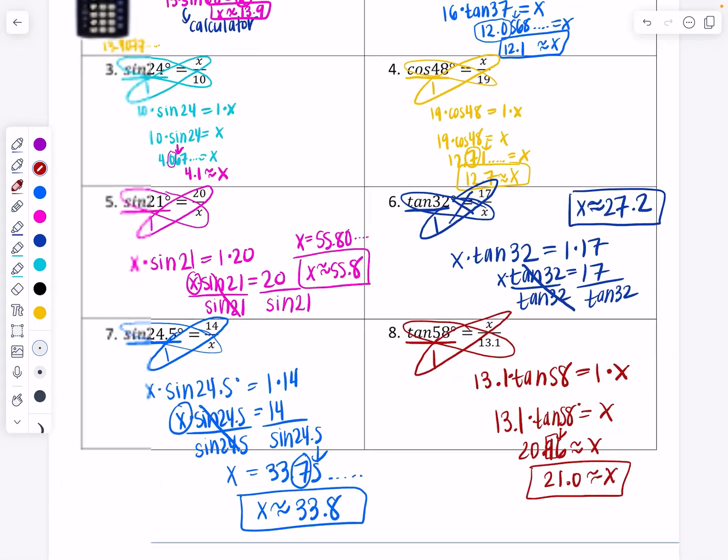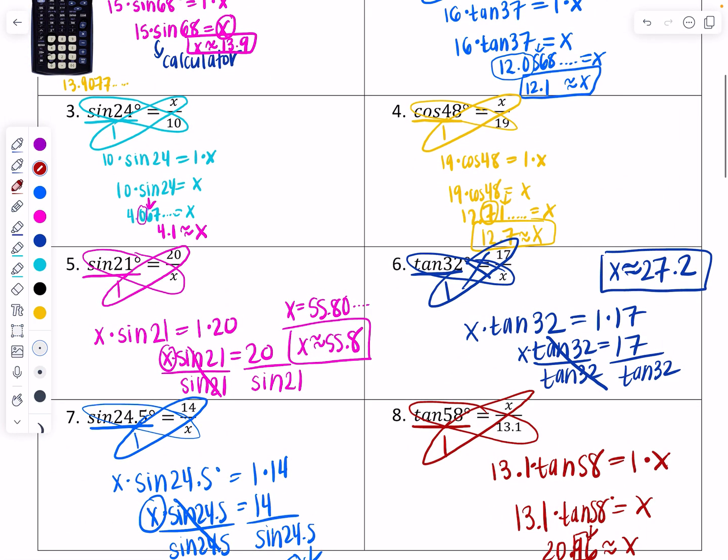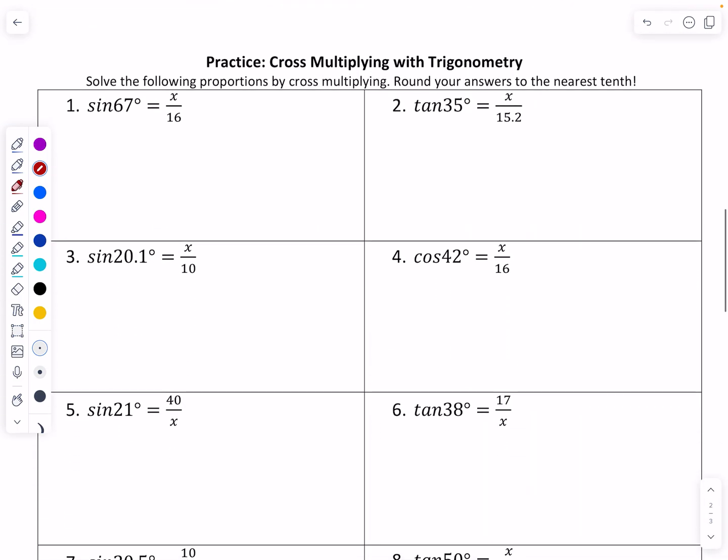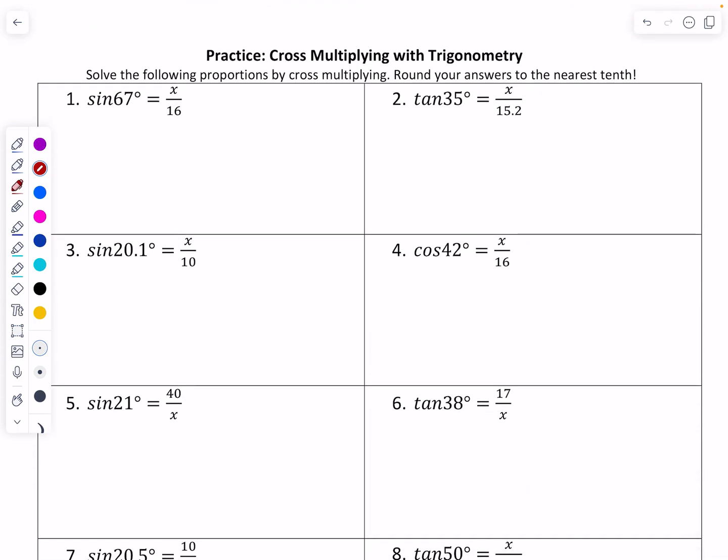Okay, so that is what we are doing now. We're cross multiplying with some trig. You're going to do some practice problems on the back before we actually get into finding side lengths with trig. Y'all have chosen sine, cosine, or tangent based on the triangle. You've labeled opposite, adjacent, and hypotenuse. You've learned how to cross multiply, and this will allow us to start solving for missing pieces in right triangles. We're going to practice this first, and then our next lesson will be on actually picking trig and then setting it up and cross multiplying to solve a side length.